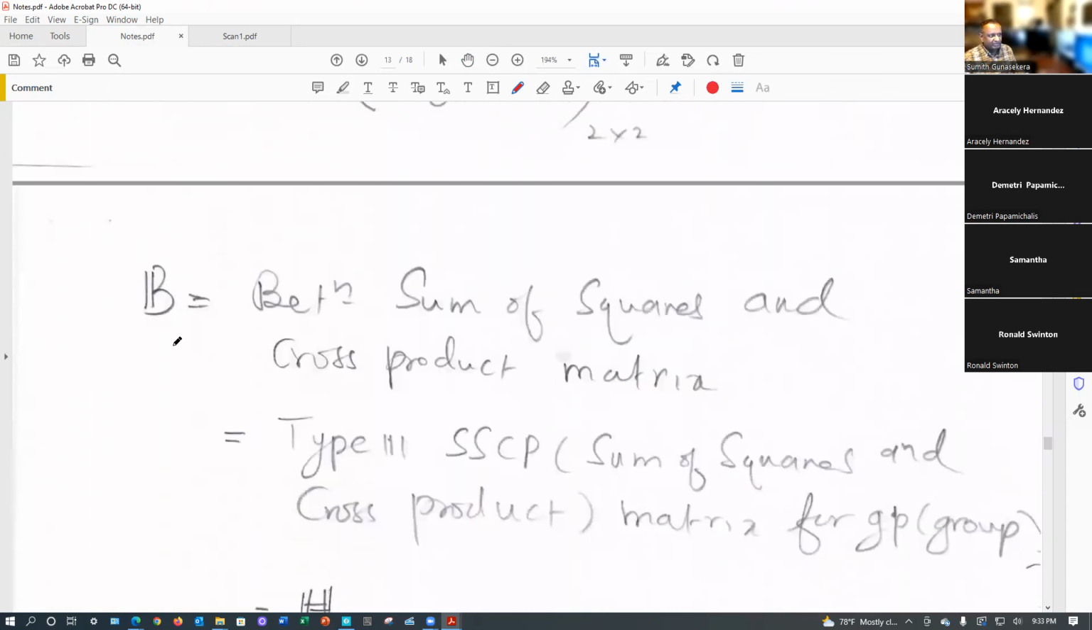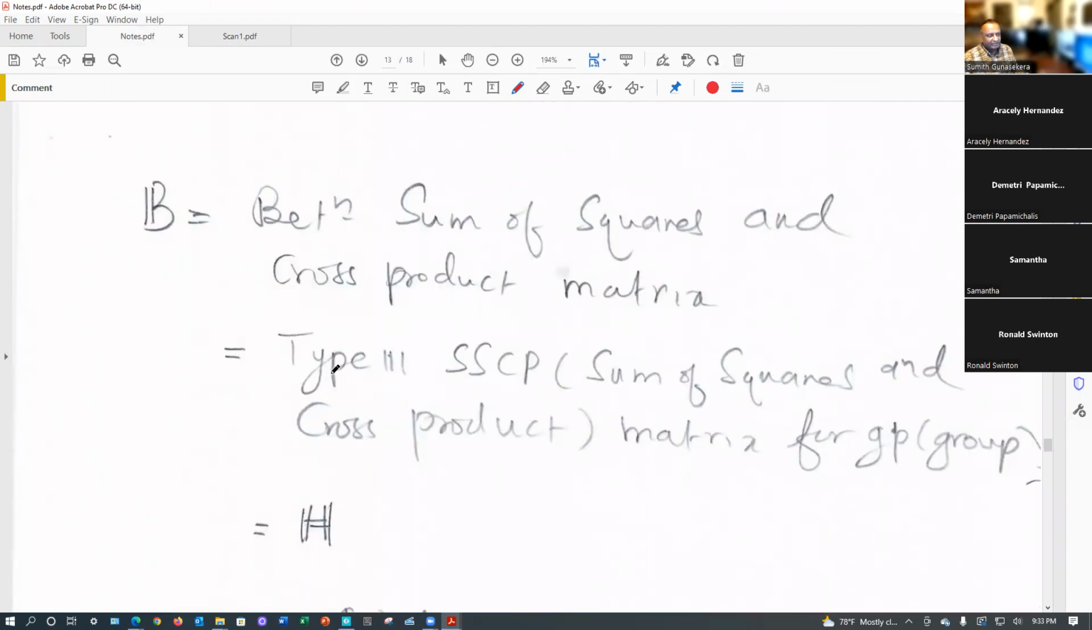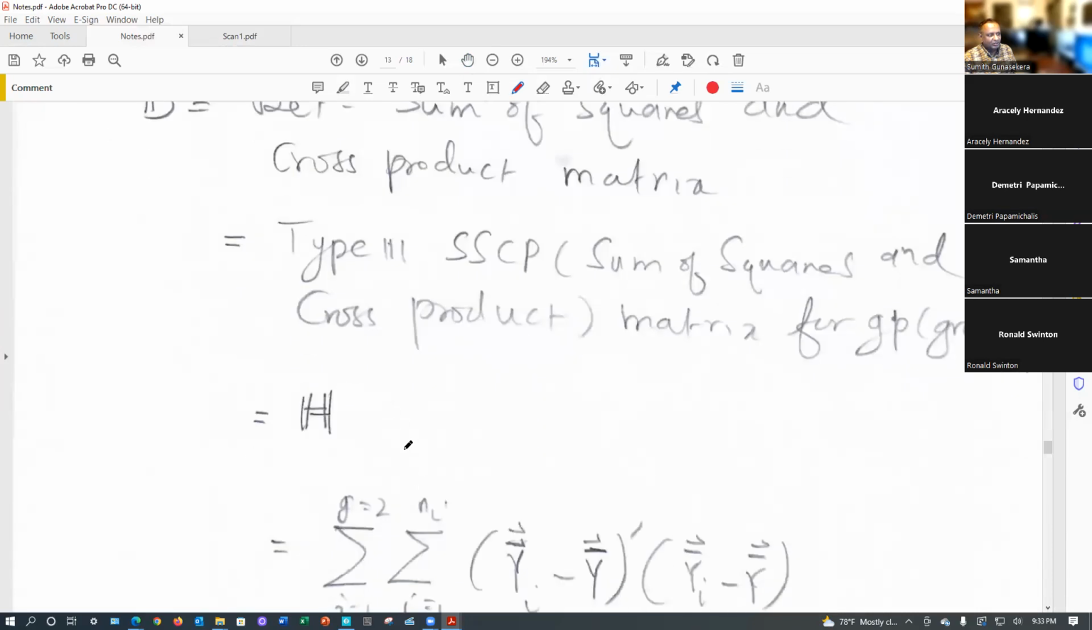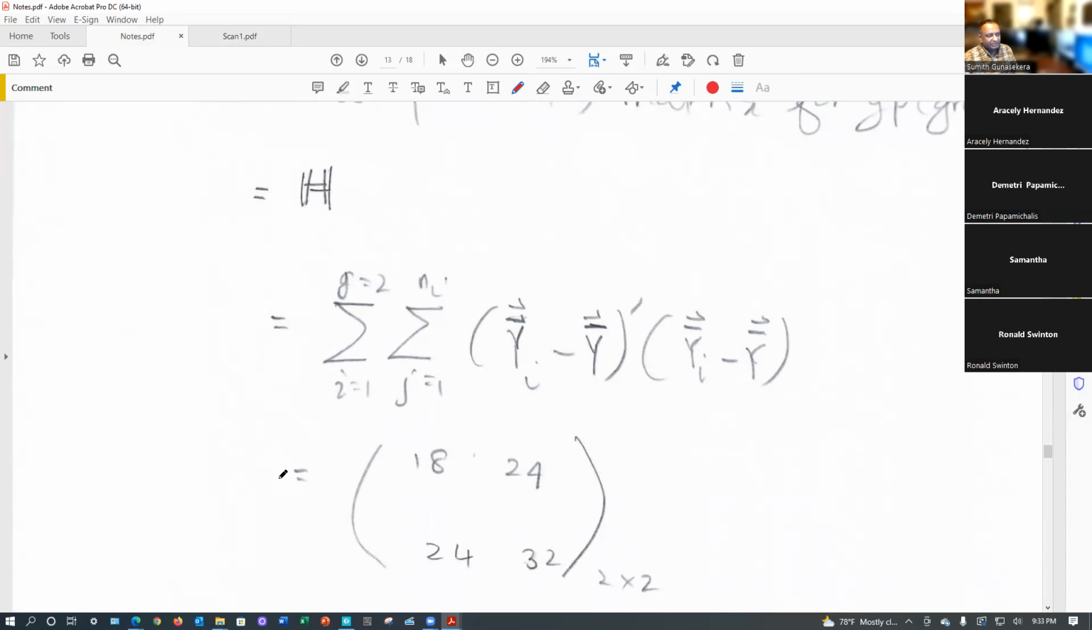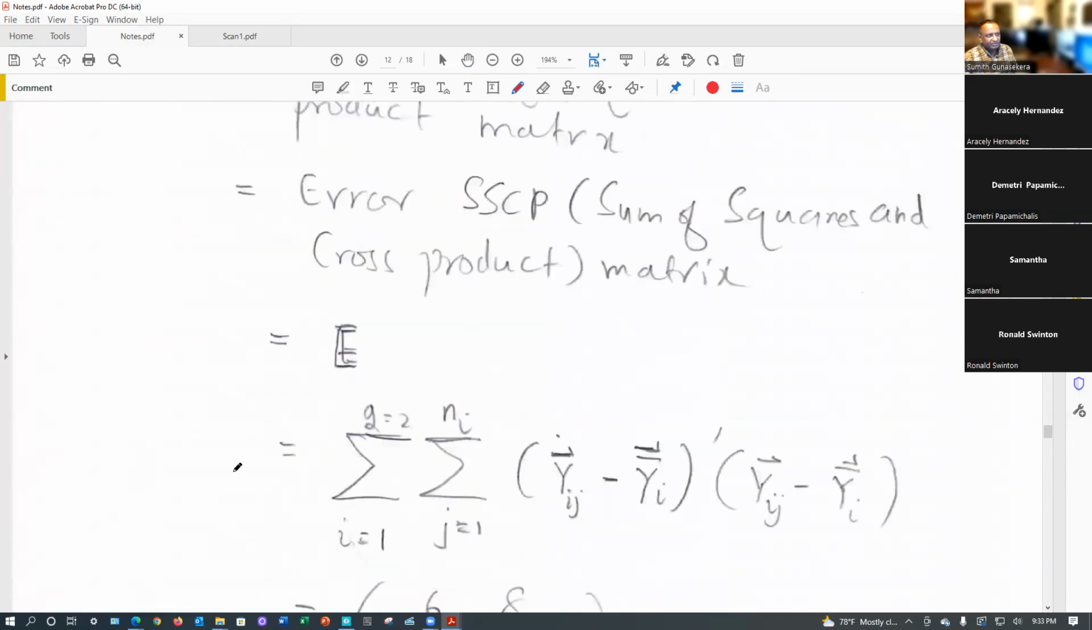In the same way, B, the between sum of squares and cross product matrix, is given on that printout as Type 3 SSCP, sum of squares and cross product matrix for group. The group they denote by H. That is the way they get this. See? 18, 24, 24, 32.